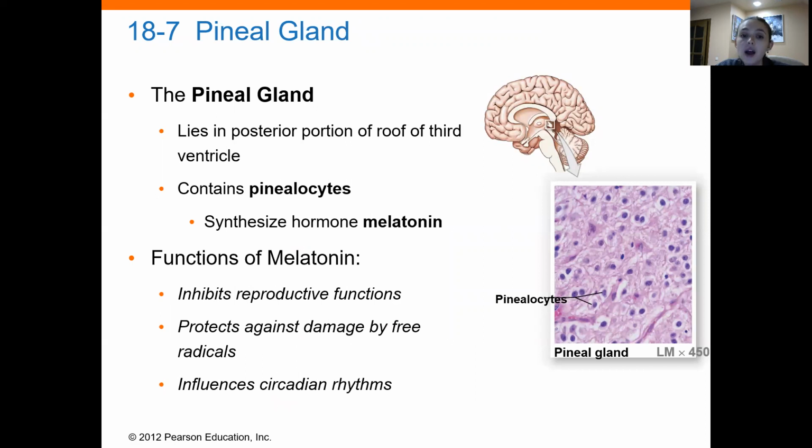The pineal gland lies in the posterior portion of the roof of the third ventricle. It contains pinealocytes, which synthesize melatonin. What is the main function of melatonin? It inhibits reproductive function, first of all. It protects against damage by free radicals and influences the circadian rhythm, the rhythm of the light part of the day and night, and also the seasons.